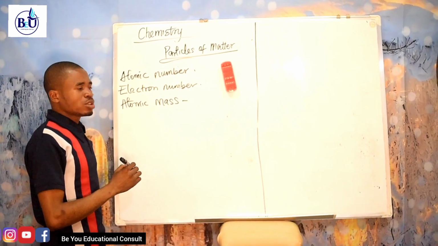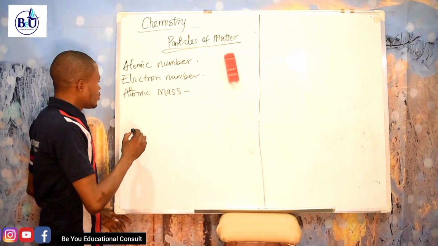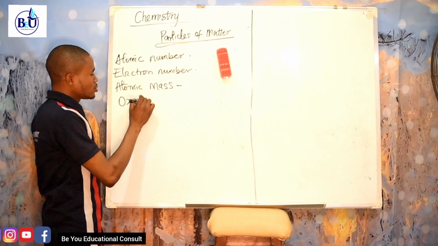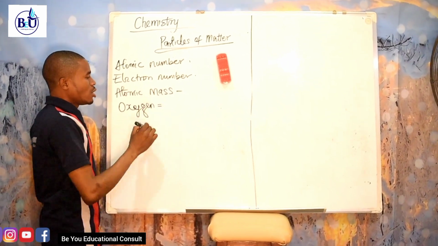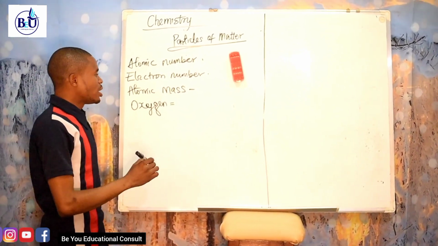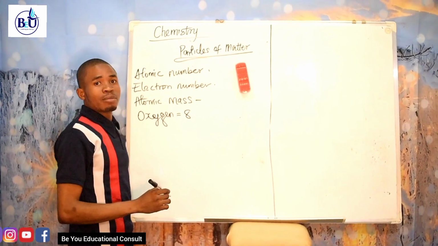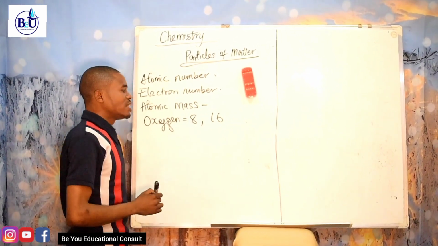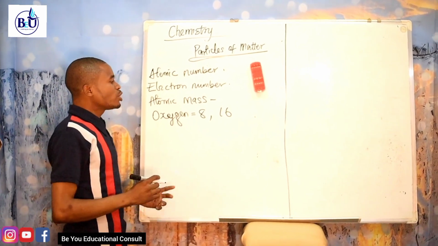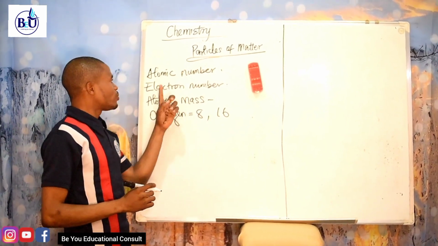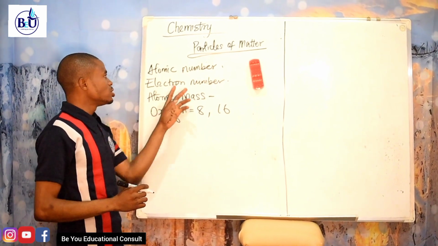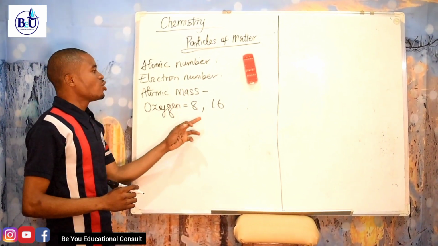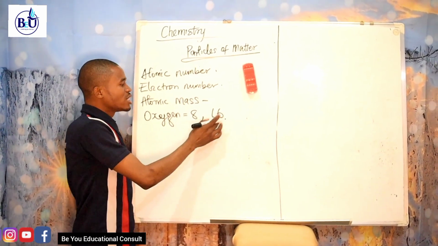Atomic number is actually the number of protons, as I've said before. For example, for an element called oxygen, oxygen has the atomic number of 8 and mass number of 16. So what this simply signifies is that the proton number of oxygen, the number of positively charged particles inside oxygen, is what? 8. And the number of negative is still 8.